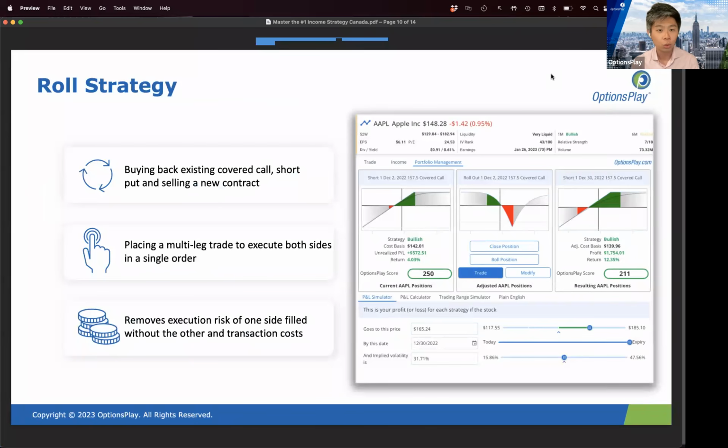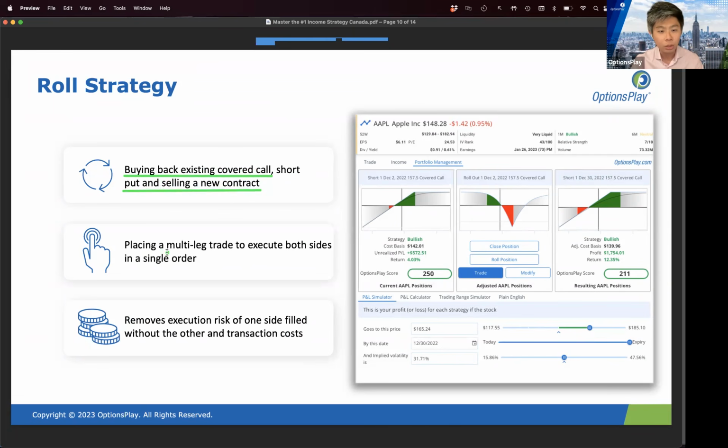So I'm going to refer to a specific thing here in the next few slides. I'm referring to a roll. And just to be clear, a roll is a technical term for something that's really simple. It's simply buying back a covered call that you currently have and selling a new covered call.